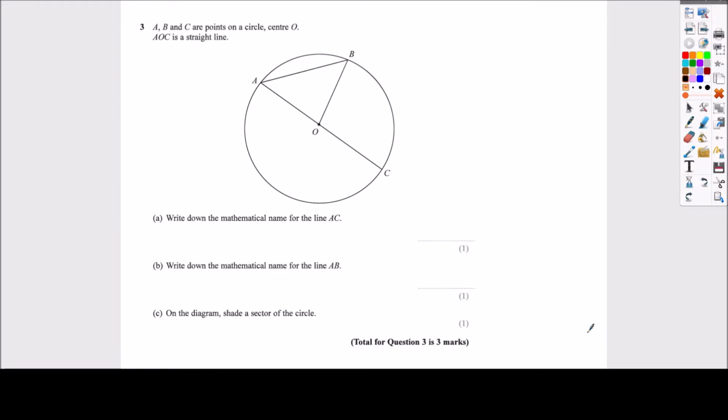Question 3, write down the mathematical name for the line from A to C. Well, A to C, so the length going from one side of the circle through the centre to the other side of the circle is called the diameter. Part B, write down the mathematical name for the line A to B. Now, a line from any part of the circle to another part of the circle, not through the centre, is called a chord.